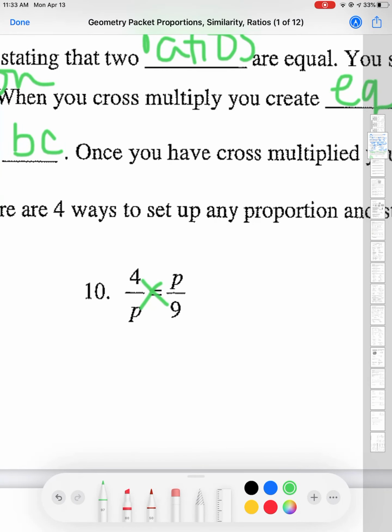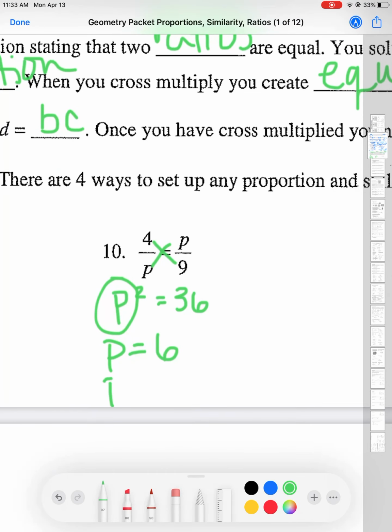Number 10 is a little bit tougher because we haven't actually done this yet, but p squared equals 36. To do this, I want you to think about what squared would give me 36. And you should be saying 6. But I also want you to think that, yes, 6 times 6 equals 36, but also negative 6 times negative 6 equals 36. And we will actually explore that more in Algebra 2. It's just included in the notes, but it's okay.